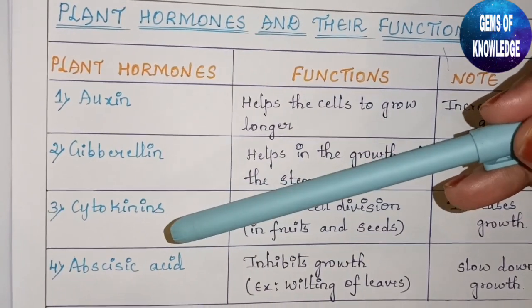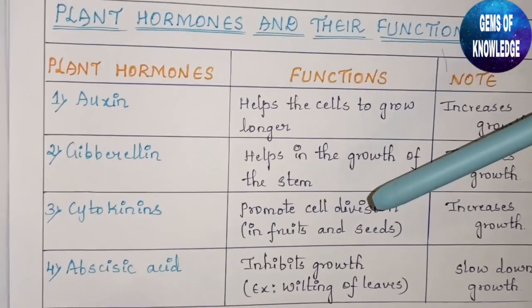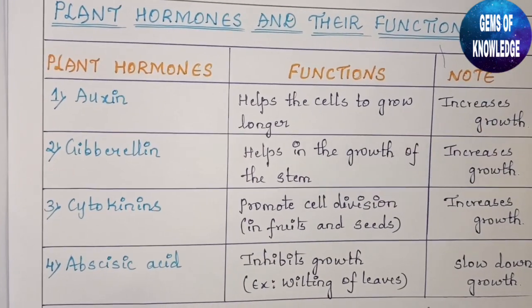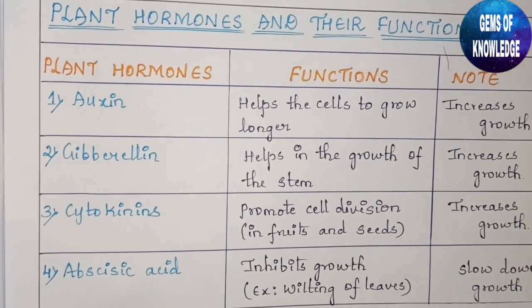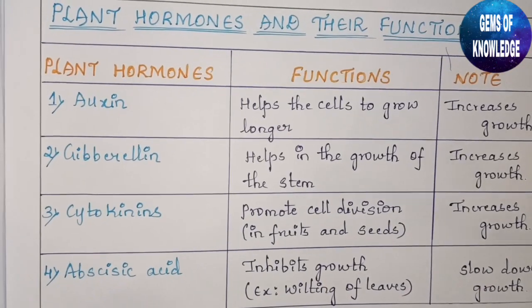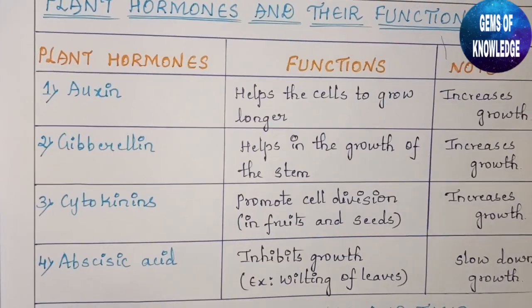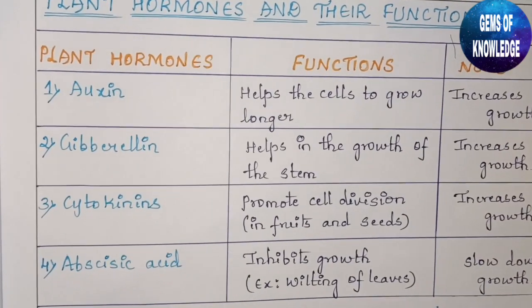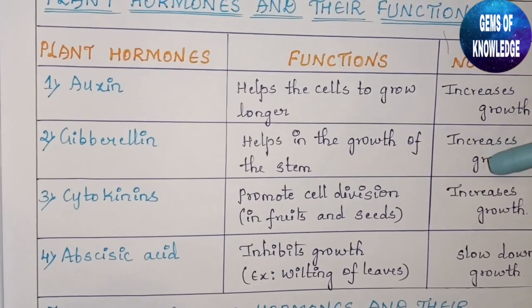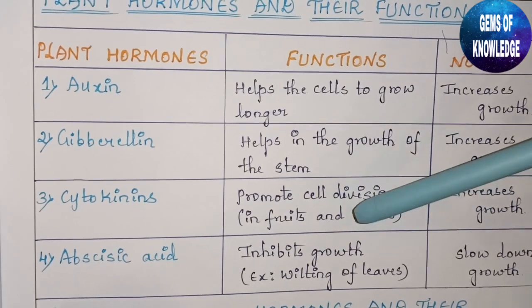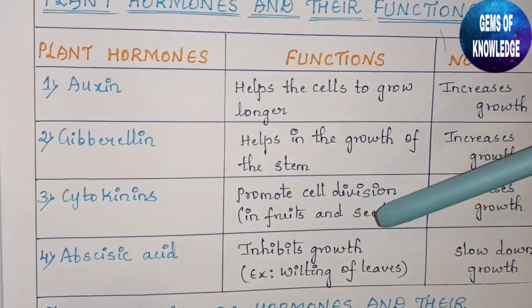Third one is cytokinins, it helps in cell division. So we have heard about cell division, the cell divides so that a number of tissues can be formed. Okay, so after division of the cell only we can see the tissues being formed in the later stages. So that also increases the growth. This is especially in the case of fruits and seeds.